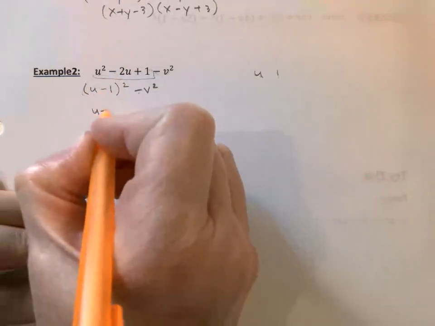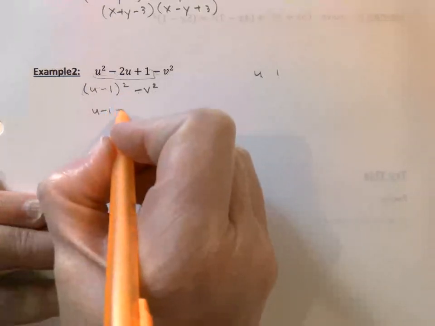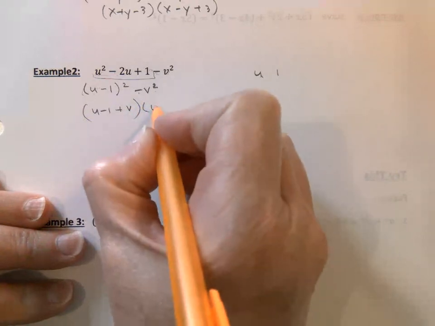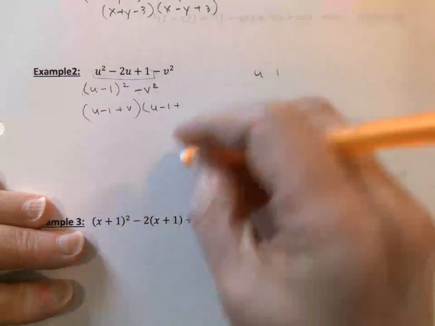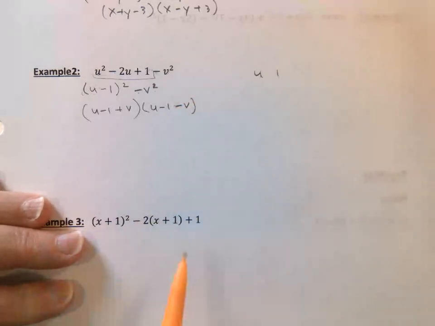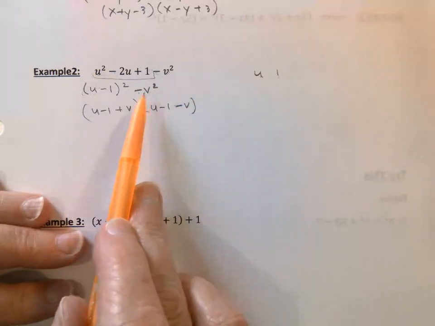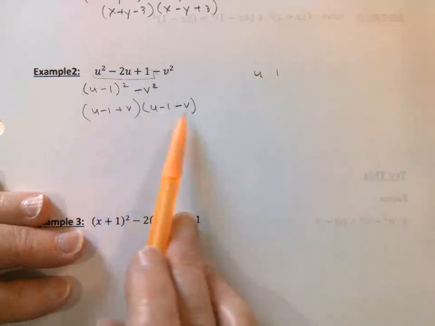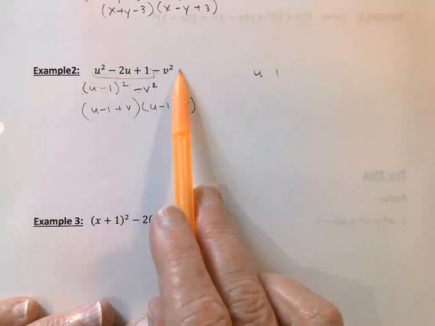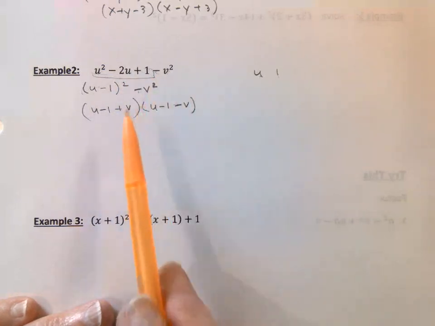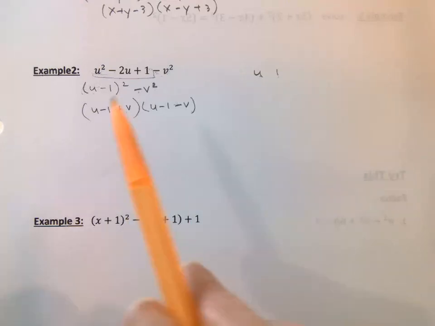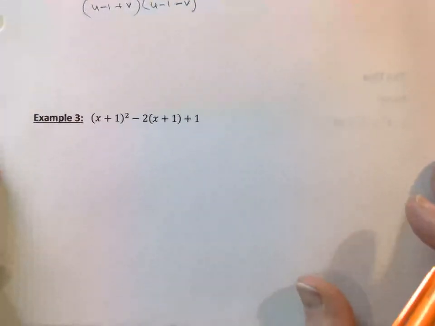The square root of the first one is u minus 1. The square root of the second one is v. So there's my first one. And then it's u minus 1 minus v. I don't have to worry about distributing a negative because this is what I'm subtracting. I'm only subtracting the one thing. So this is completely factored now. Okay, so when you have 4 terms, recognize that you could potentially end up with 2 trinomial factors. Okay, especially if you have 2 things that are being squared.